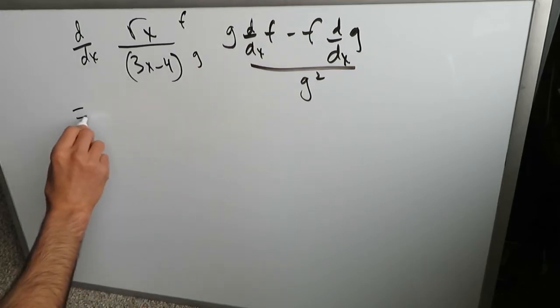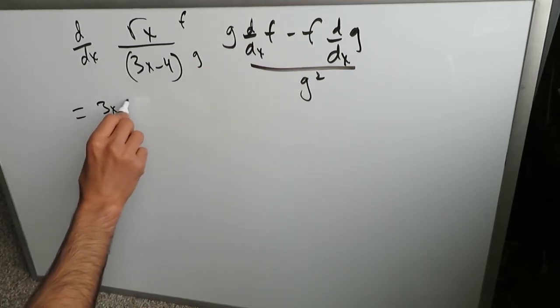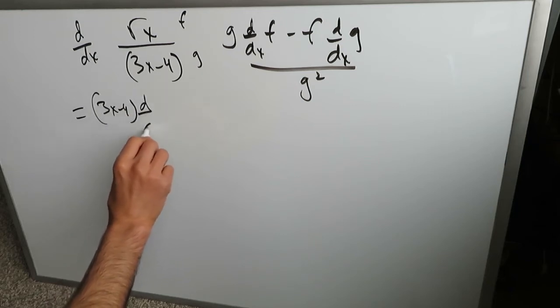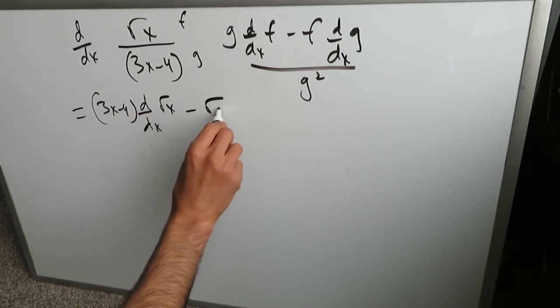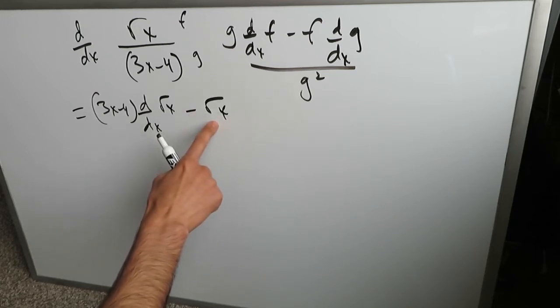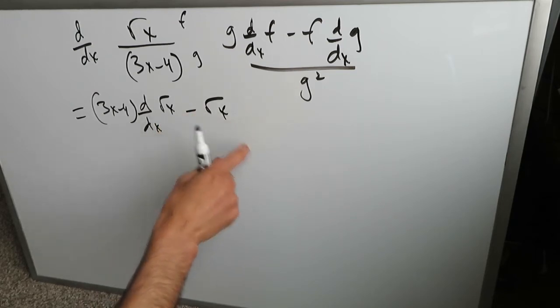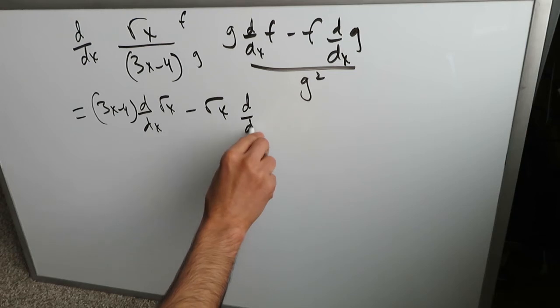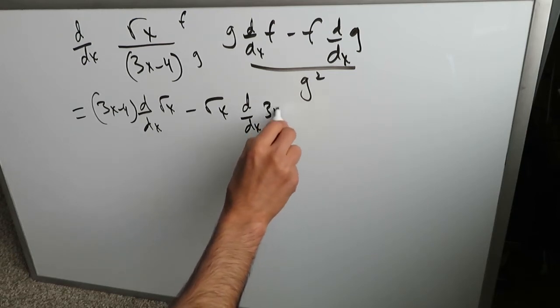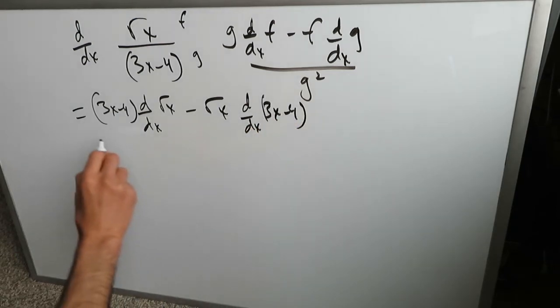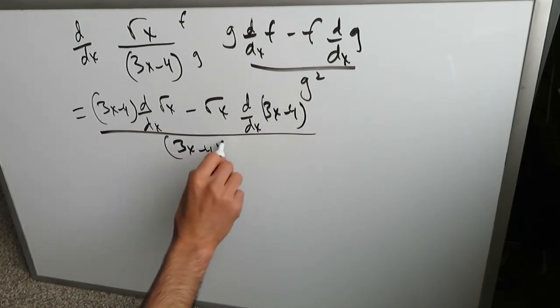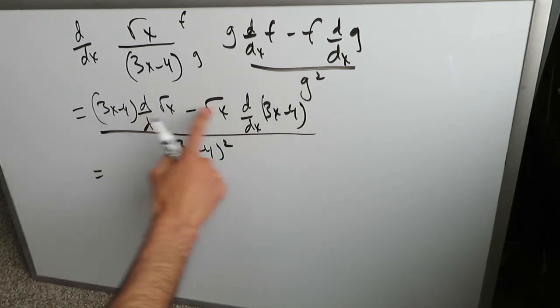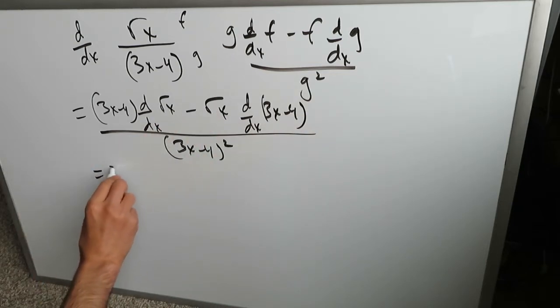So let's start. You'll have a 3x minus 4, which is your original g, multiplying by the derivative of the f function, which is root x. And then minus that, the minus from this, the original f function, and multiply to that the g function derivative, and all divided by 3x minus 4 square. So let's go to this top line over here, the numerator, and start opening it up.